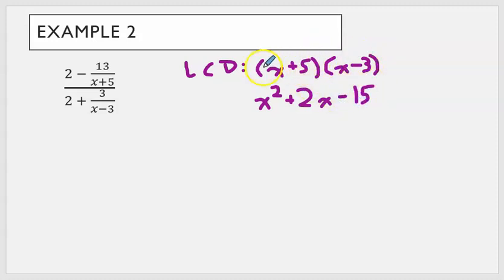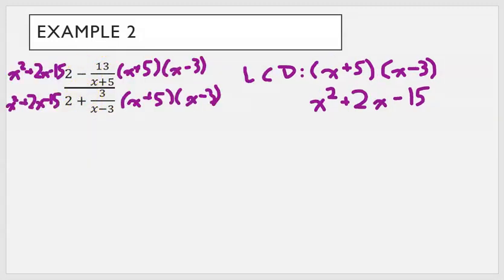So whether I use the x plus 5, x minus 3, or the x squared plus 2x minus 15, they're equivalent. I do need to multiply that by all 4 of my terms, which are again separated by these plus or minus symbols in the numerator and denominator. So here I've just shown that I'm going to be multiplying my x plus 5 times x minus 3, which is the same as x squared plus 2x minus 15, by the 2's on the top and bottom, and over here on the fractions.